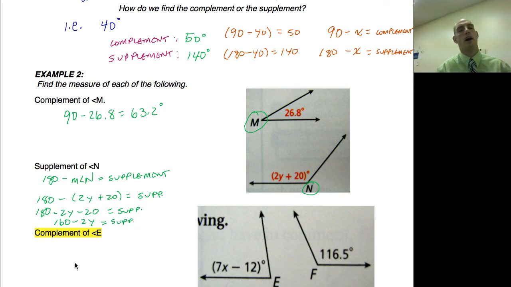Okay? I can check this by saying, well, what exactly happens when I add n and its supplement? I should get 180. So if I said 160 minus 2y plus 2y plus 20 equals what? Well, 160 minus 2y plus 2y, these would go away, and this would become 160 plus 20 would be 180. That's what I want. I want my supplement plus my angle to equal 180. And so algebraically, that's how it works out.